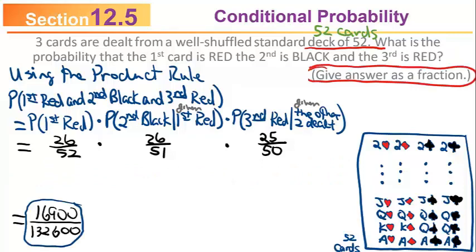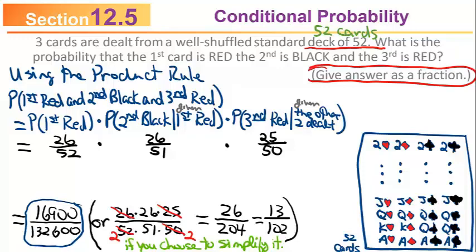Giving your answer as a fraction, if you just multiply straight across, you'll get 16,900 divided by 132,600. Now you can simplify that any way you want to. In fact, you could have gone back up to the top and simplified 26 out of 52 as being a half and 25 out of 50 being a half, and you could have gotten a lot nicer answer. But as I said, WebAssign really doesn't care. But if you did want to simplify it, you could get it all the way down to 13 over 102.